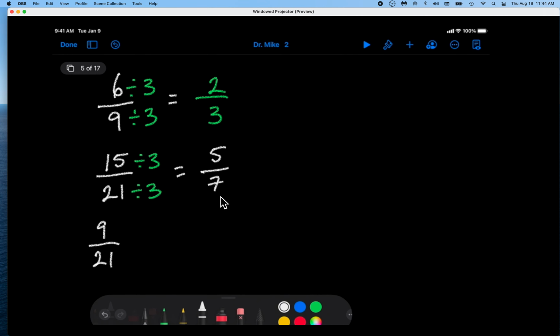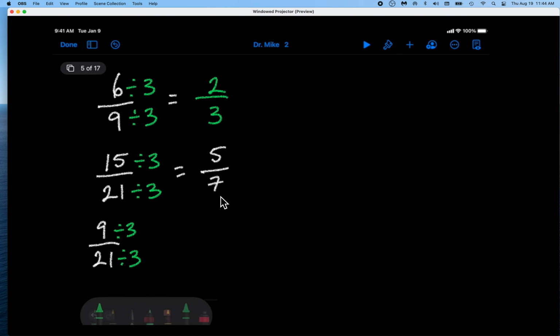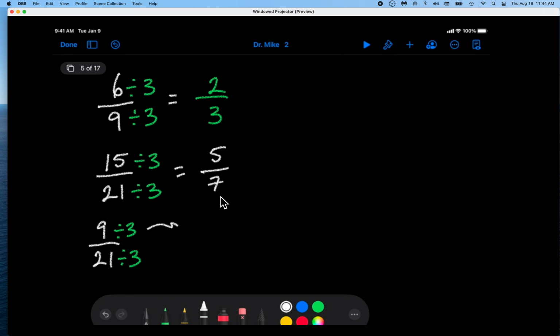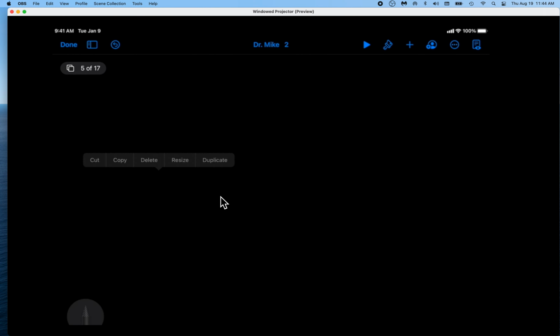How about this one? As soon as you see that odd number, 9, try 3. It works. Top and bottom. 9 divided by 3 is going to give us 3. 21 divided by 3 is going to give us 7. Let's keep going.